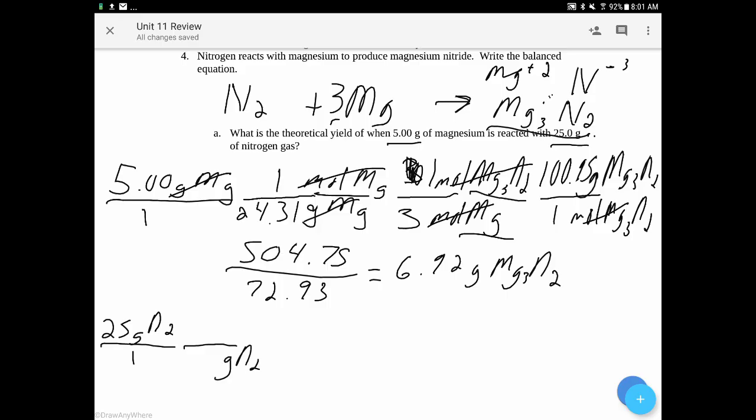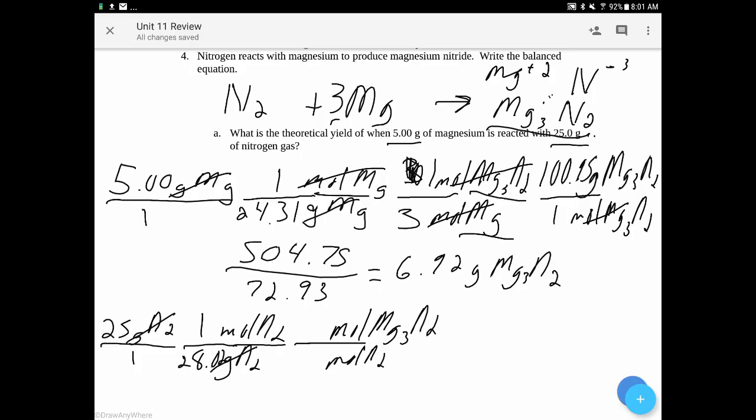So we do our conversion factor. Grams N2 goes on bottom. Moles N2 goes on top, 1 in front of moles. The molar mass of N2 in front of grams, which turns out to be 28.02. Grams of N2 cancels out. We're left with moles of N2. That is not where we want to be, so we need another conversion factor. Moles N2 on bottom, and we are converting to moles of Mg3N2 on top.